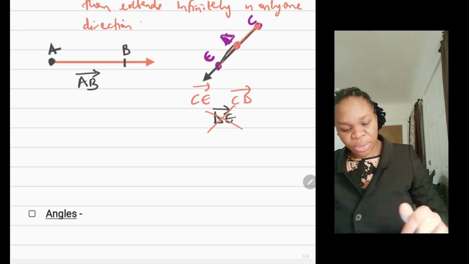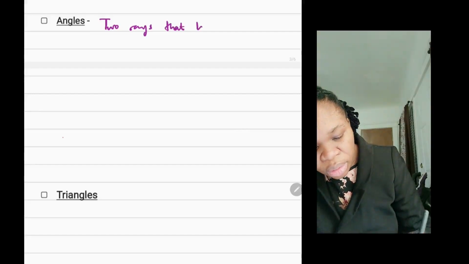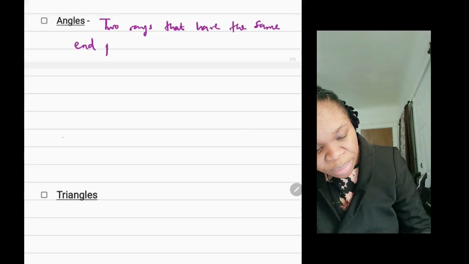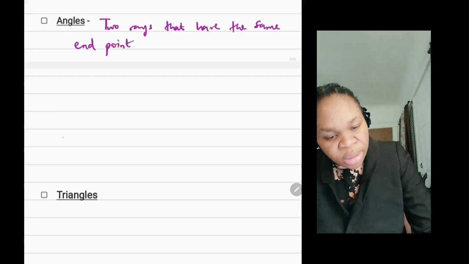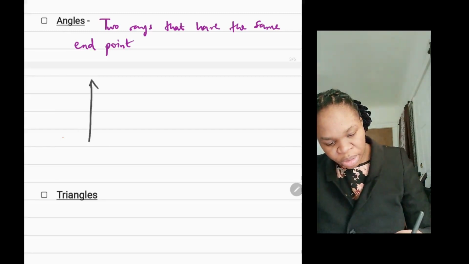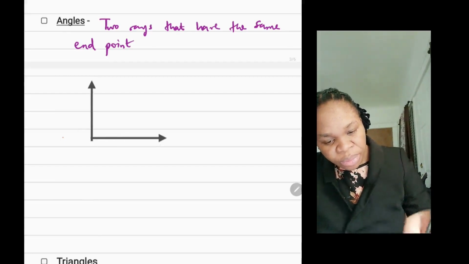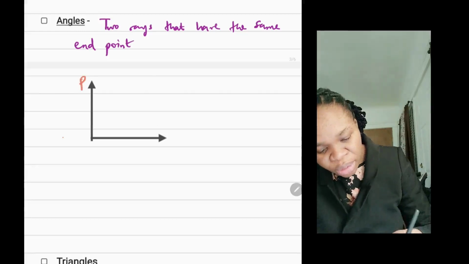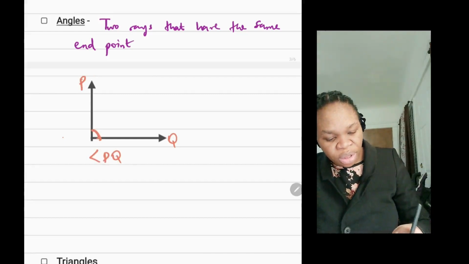Let's talk about angles. I mean two rays that have the same end point. So consider this. This is a ray, one ray. This is another ray. Let me call this P, and let me call this Q. So the angle between them, angle PQ.